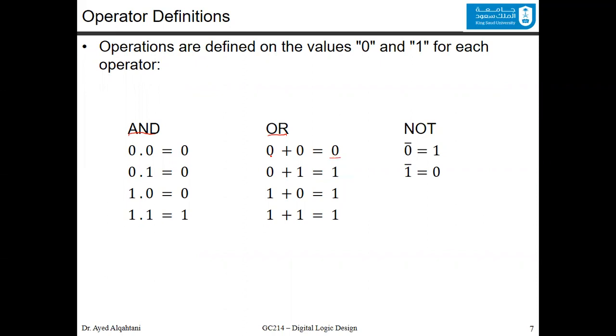The NOT operator, which is the easiest operation: if you have an input, you just flip it. So 0 bar is equal to 1, 1 bar is equal to 0.